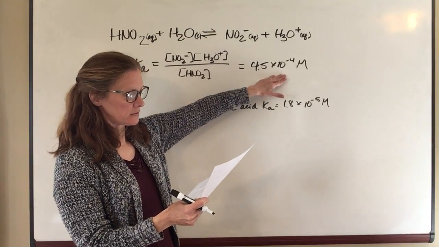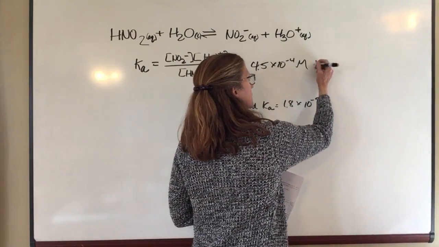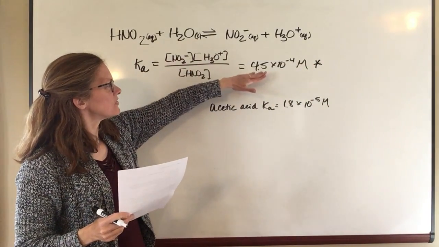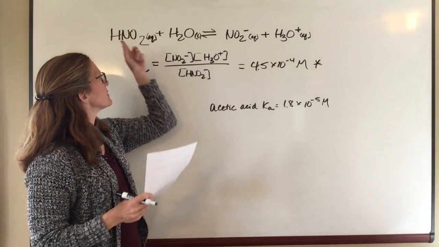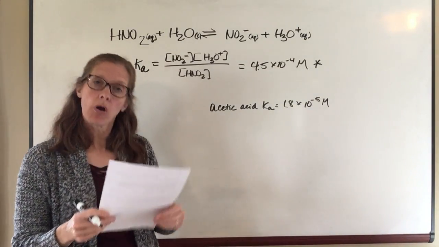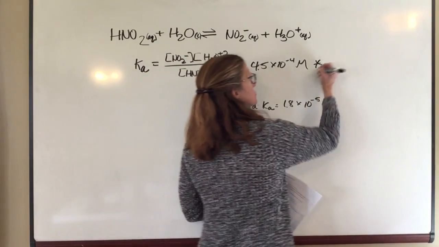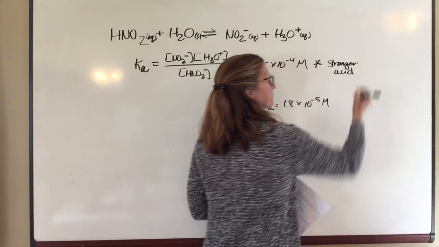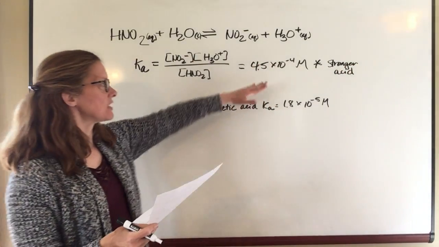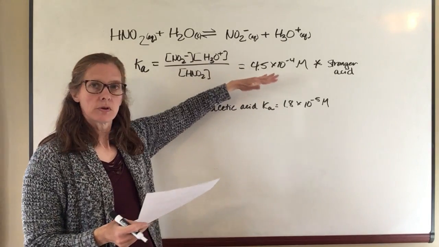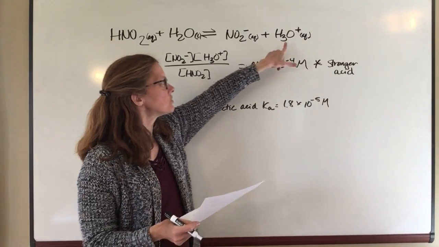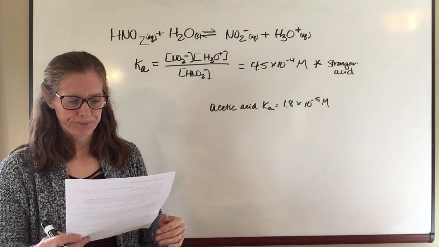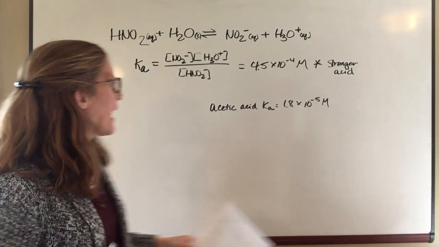Well, this one is bigger because of the size of the exponent. This is a minus 4, this is a minus 5. Because this number is bigger, that means that the nitrous acid is going to be stronger than the acetic acid. So this one here is your stronger acid. And you can tell that just by looking at the ionization constant. Again, the bigger the number, the more it ionizes, the more of this you have in solution, the stronger the acid is, because the lower the pH is going to be. Okay, so that's an acid.